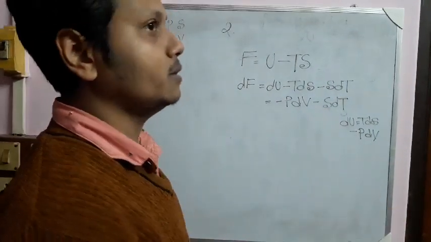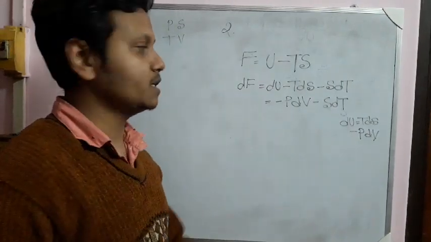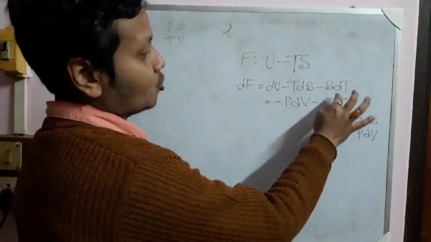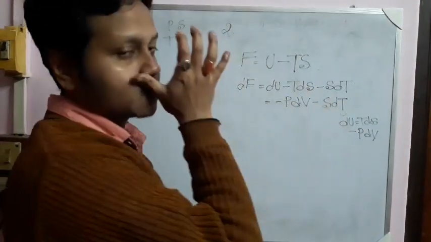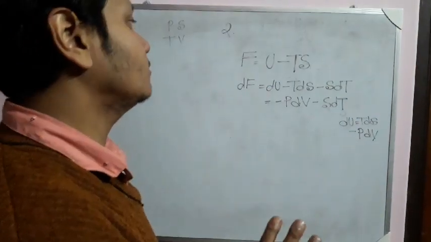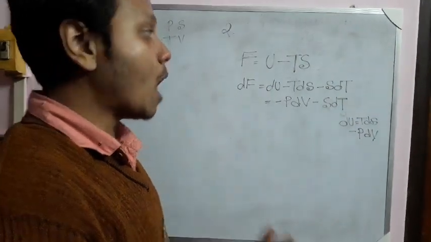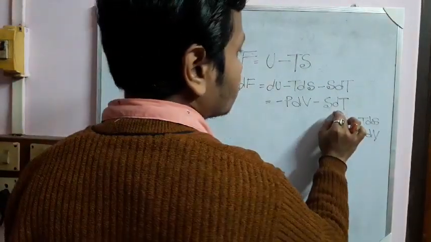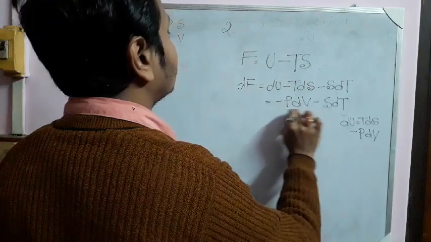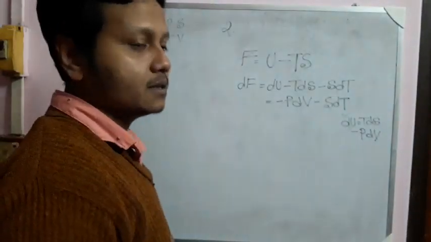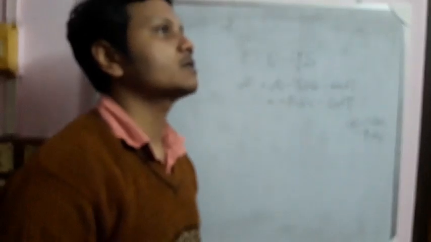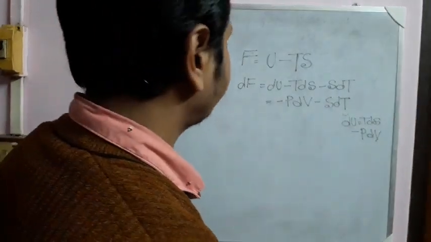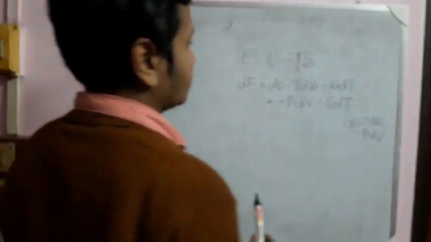So you can also give a definition of Helmholtz free energy from this. If you consider an isothermal process, then the SdT term becomes 0 and the PdV term represents the work. So clearly, Helmholtz free energy represents the work during an isothermal process. So Helmholtz free energy is nothing but the work during a reversible isothermal process. Okay, so this is the definition.